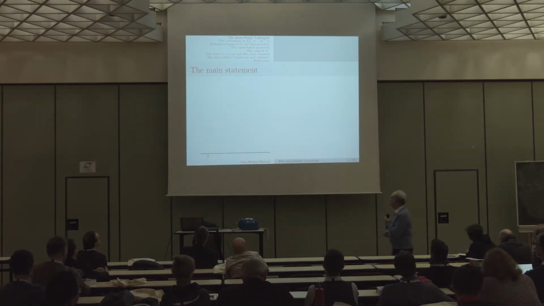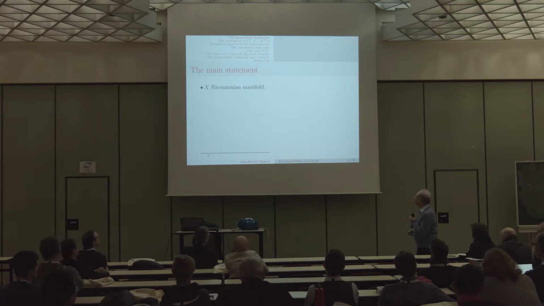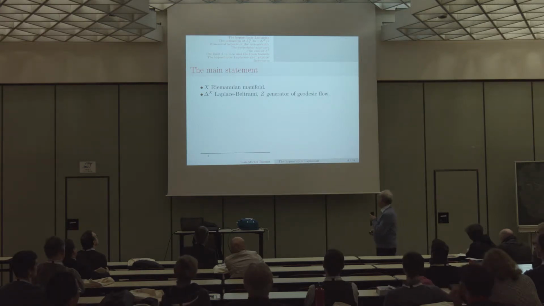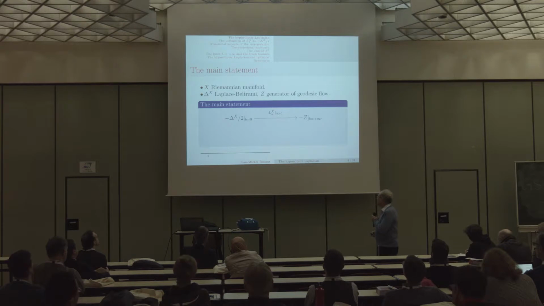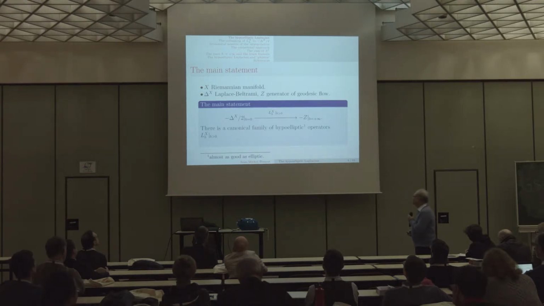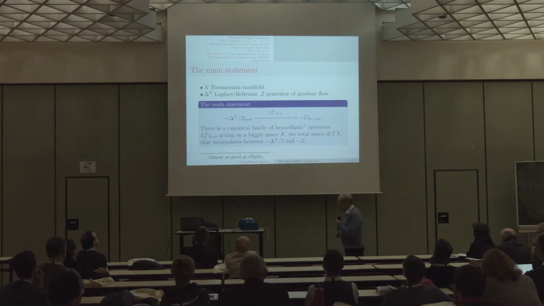So what is the main statement? Again, X a Riemannian manifold, Delta^X the Laplace-Beltrami operator, and Z the generator of geodesic flow. The main statement says there is a canonical family of hypoelliptic operators L_b^X. I will explain all the words. Acting on a bigger space X script, the total space of TX, that interpolates between a scaled version of the Laplacian and a scaled version of the geodesic flow. Canonical family here means that there is no choice.